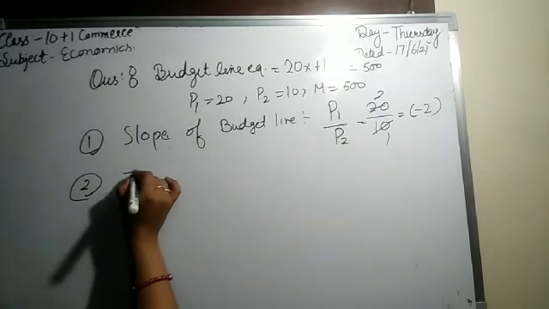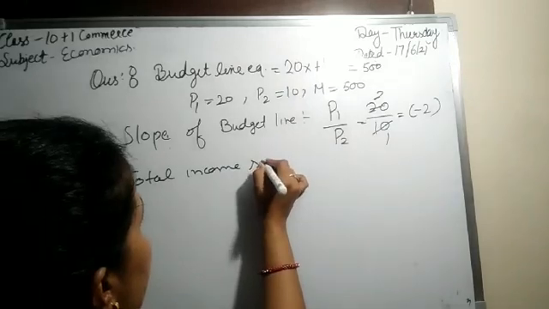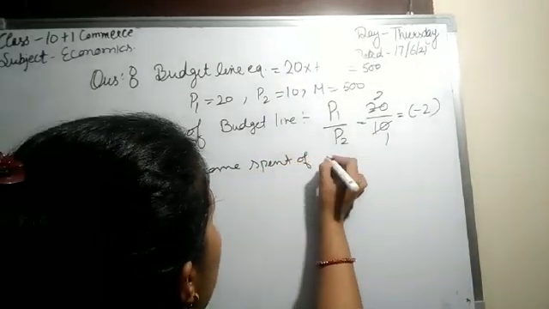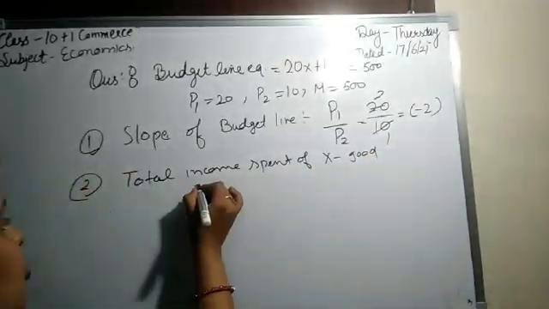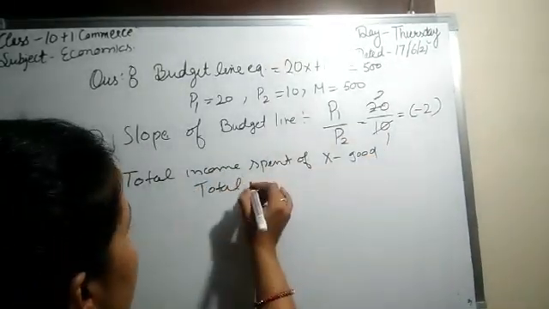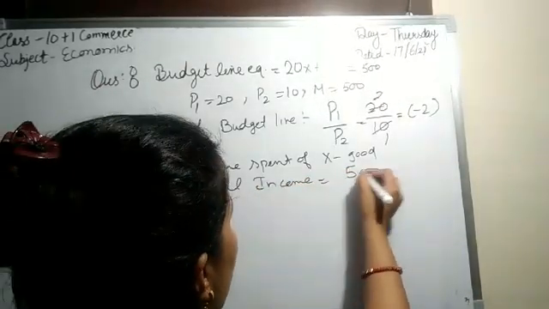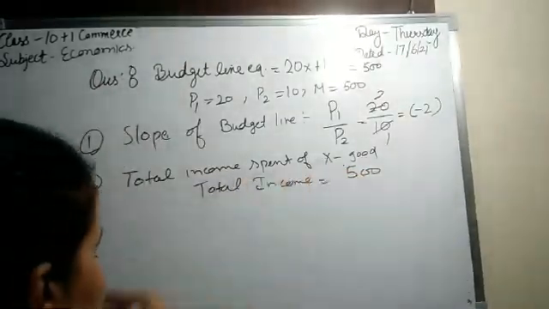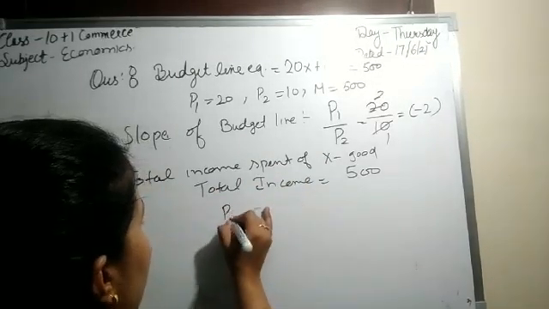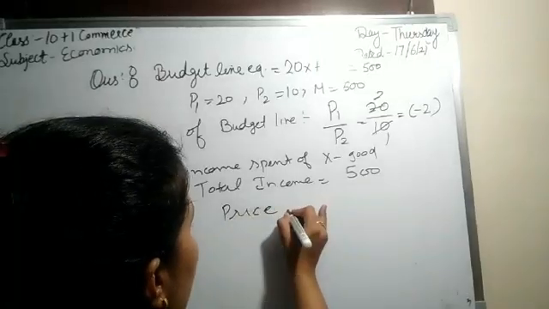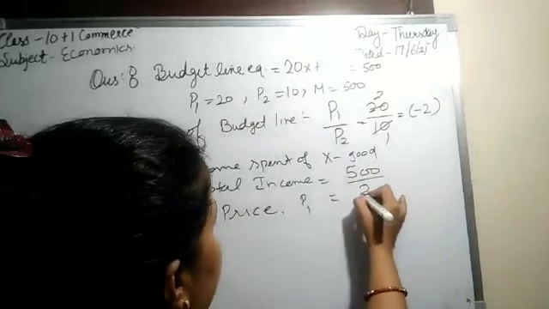Okay, so now if the total income is spent on X good. If the total income, or we can say the budgeted income, is rupees 500, we calculate this. The next formula is total income upon price of X commodity. The price of X commodity is P1, and P1 is 20.